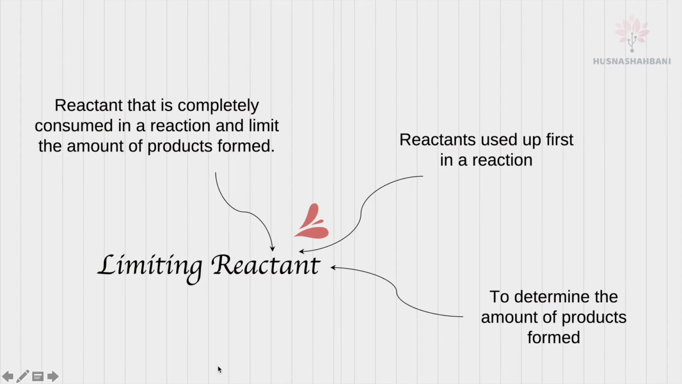Limiting reactant: the reactant that is completely consumed in a reaction and limits the amount of products formed. So the limiting reactant is used up first in a reaction. We use this to determine the amount of products formed. If you are comparing the amount of products formed, you have to compare with the limiting reactant, the reactant that is used up first in a reaction.